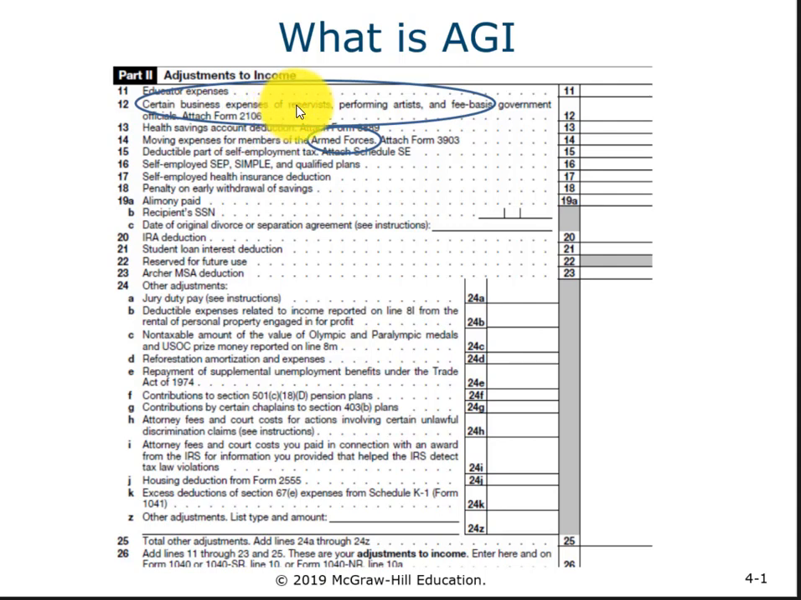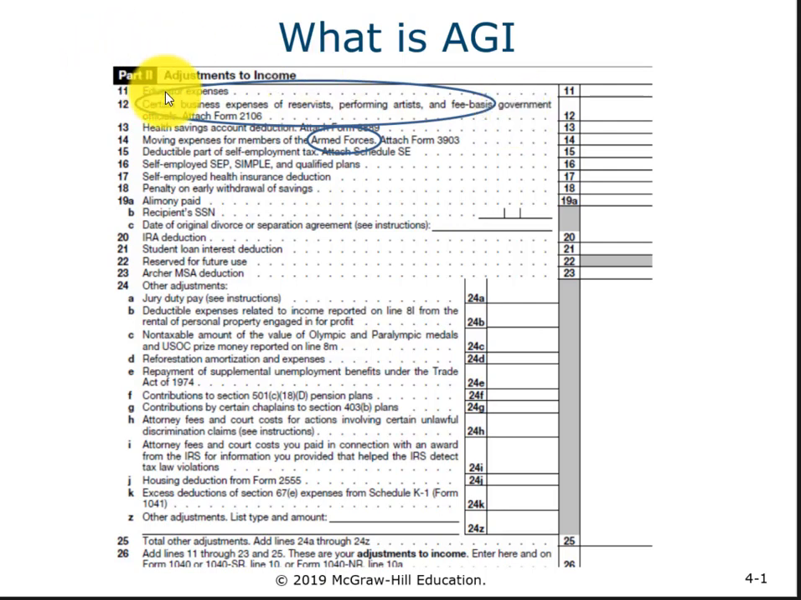It used to be broader. There used to be more people involved, but now the 2106 only has to do with certain business expenses of reservists. That means people in the Army or Navy Reserve, performing artists, so people who sing and dance, things like that, and fee-based government officials. So a very limited thing, and so we are not going to review that. So those business expenses and the Form 2106 is not going to be something we cover, and you're not going to see it. Don't try to make it work in your homework.